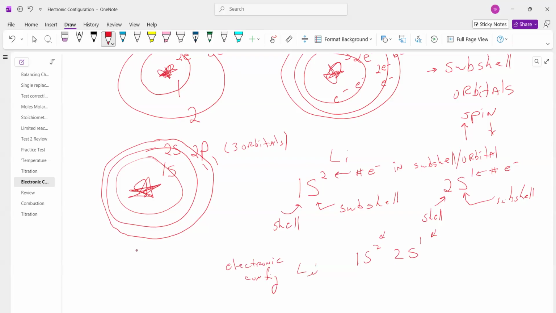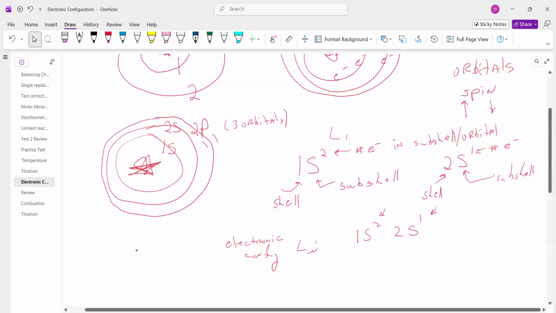First shell always has a maximum of 2. Say hydrogen has how many electrons? So it's not going to have 2 in it, it's going to have 1. Okay. How are we doing so far?